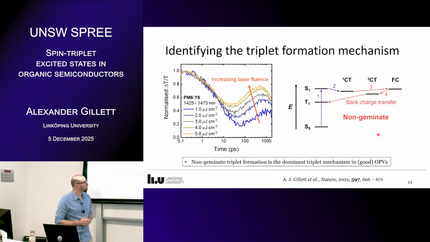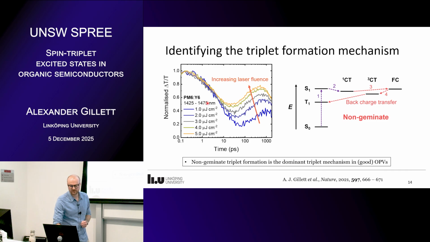And what we wanted to do more was to work out how these triplets are being formed. What we can do is something called a fluence series, where we look at how the kinetics of our sample change as you increase the laser power. So you're basically making more excitons, more charges. What does that change? And what we found was quite interesting.